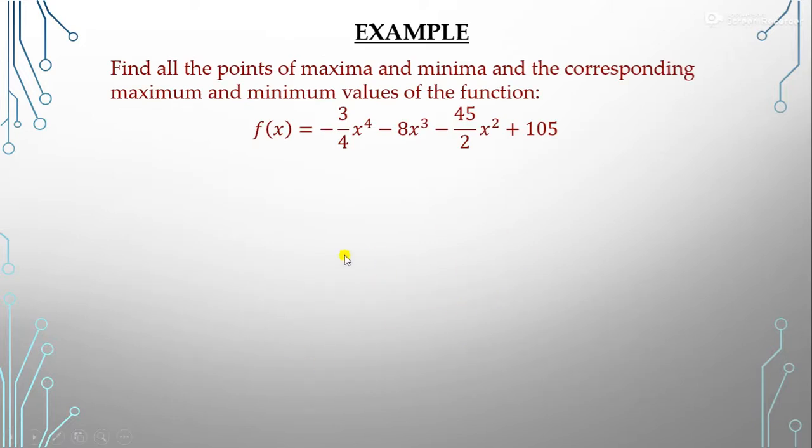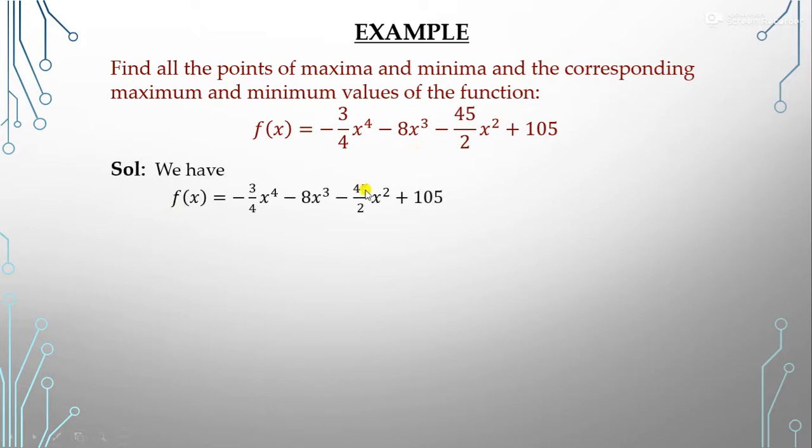Our example is: find all the points of maxima and minima and the corresponding maximum and minimum values of the given function, y = -3/4 x⁴ - 8x³ - 45/2 x² + 105. We have to find at which points the function is maximum and at which points it is minimum. So now let's do it.